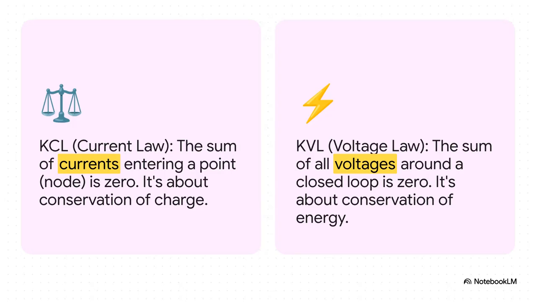Now, for more complex circuits, we need a bigger toolkit, and that's where Kirchhoff's laws come in. The current law, KCL, is pretty intuitive. It just says that whatever current flows into a junction has to flow out. Charge can't just vanish. Then there's the voltage law, KVL, which says if you take a trip all the way around a closed loop, all the voltage gains and drops have to add up to zero. It's all about conservation of energy.